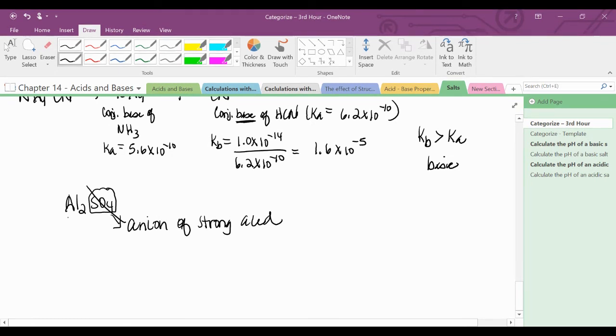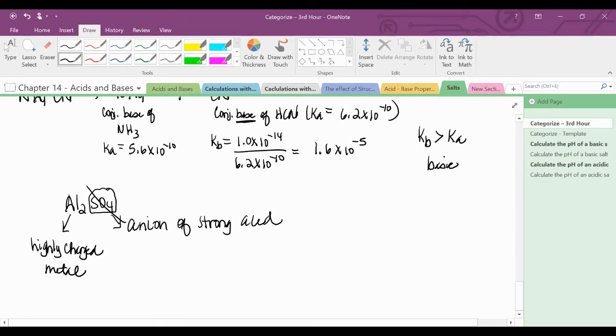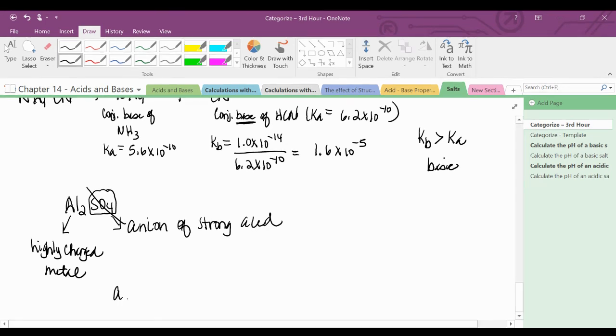And this aluminum ion is considered to be a highly charged metal. And so highly charged metals would be anything that has a charge of +3 or greater. And we'll look at the equation for this when we're looking at our practice problems. But highly charged metals have the ability to create hydrogen ions in solution. So that makes this acidic.